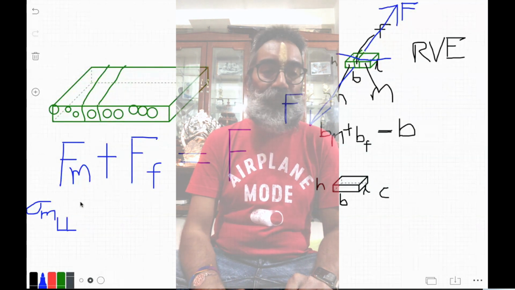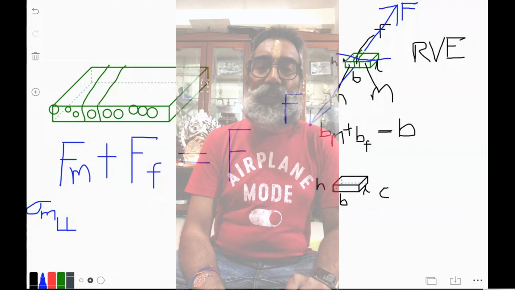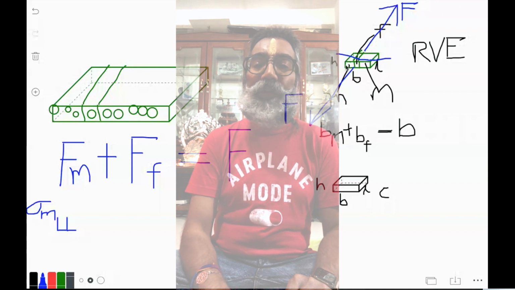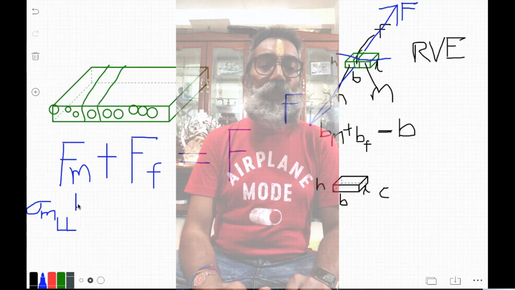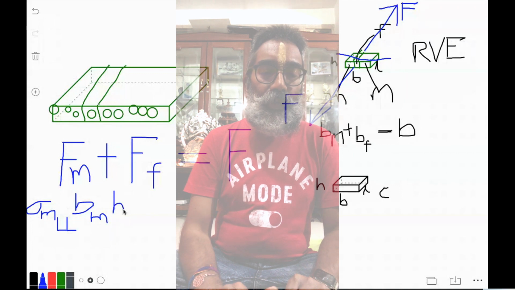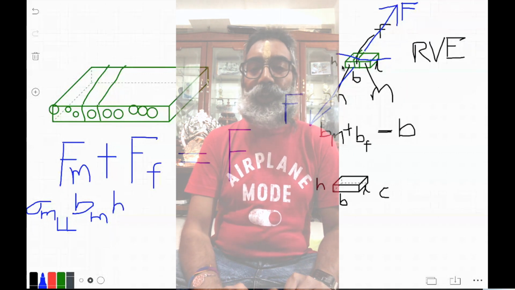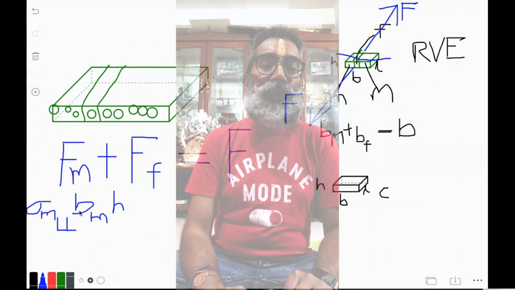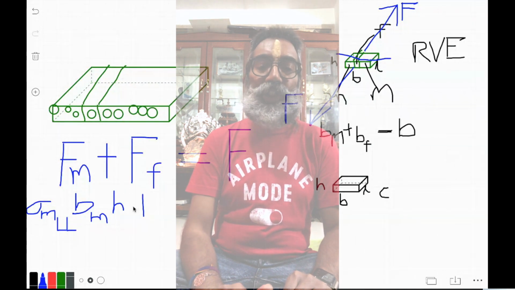So that stress multiplied by the area on which it acts, which is equal to the breadth of that particular material, which is Bm, of course divided into two parts, half Bm here and half Bm over here, but the total is Bm, multiplied by the thickness h. So that is the cross-sectional area that is exposed to the stress and therefore contributes to the force that the matrix takes, which is Fm.